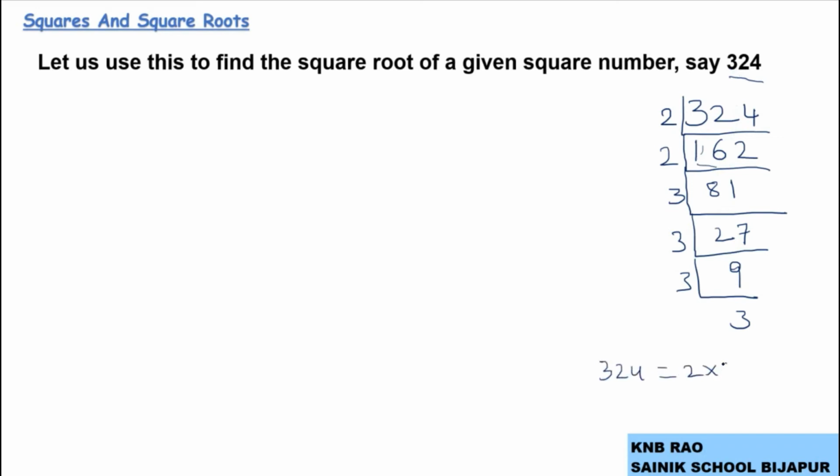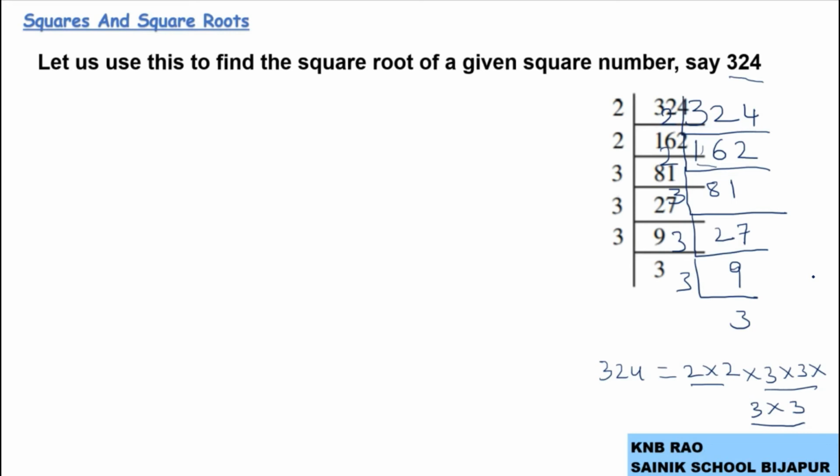Therefore, the prime factorization of 324 is 2 multiplied by 2 multiplied by 3 multiplied by 3 multiplied by 3 multiplied by 3. So 324 is the product of 2 twice and 3 four times. Once you know this much, we can go for finding the square root of the number 324.